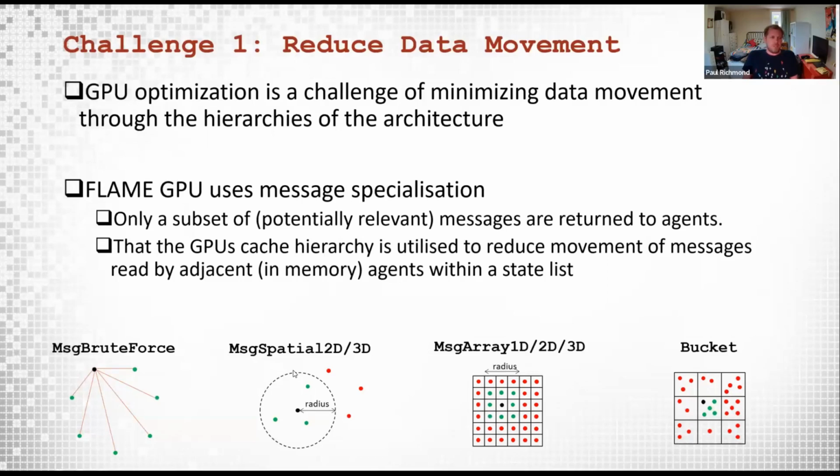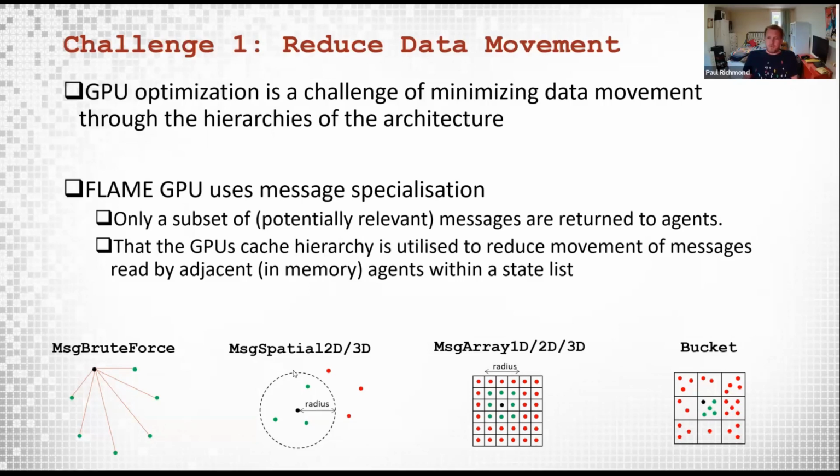And if anyone's done any GPU programming or optimization, effectively writing code for a GPU is just a challenge of trying to minimize data movement through the different hierarchies of the architecture. So when it comes to writing GPU code and translating models into the GPU for FLAME, what we want to do is really minimize the amount of memory movement that takes place. And the way that we do that is through message specialization. This is a really important part of it.